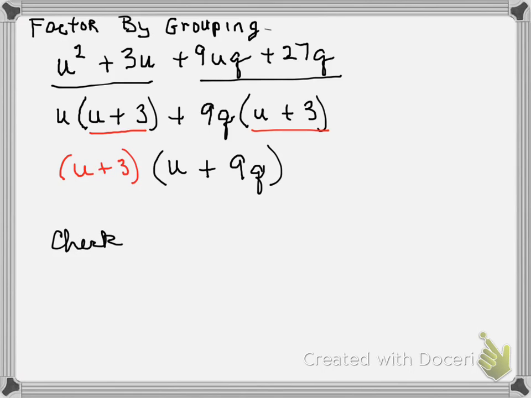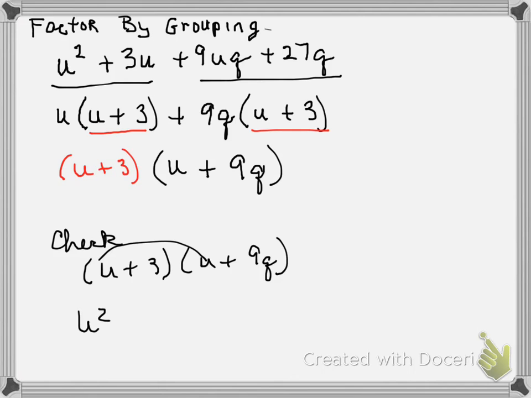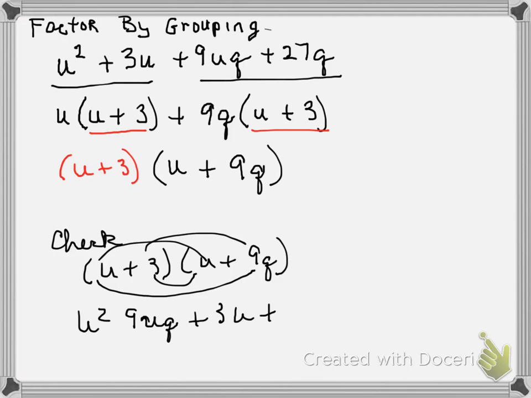All right, let's check this. So we'll check it by foiling. We have u plus 3 times u plus 9q. All right, first is u squared. Outside is 9uq. Inside is 3u. And last is 27q. Now the order is changed, but you see that we have the same four terms. So we have checked it, and the factored form is u plus 3 times u plus 9q.